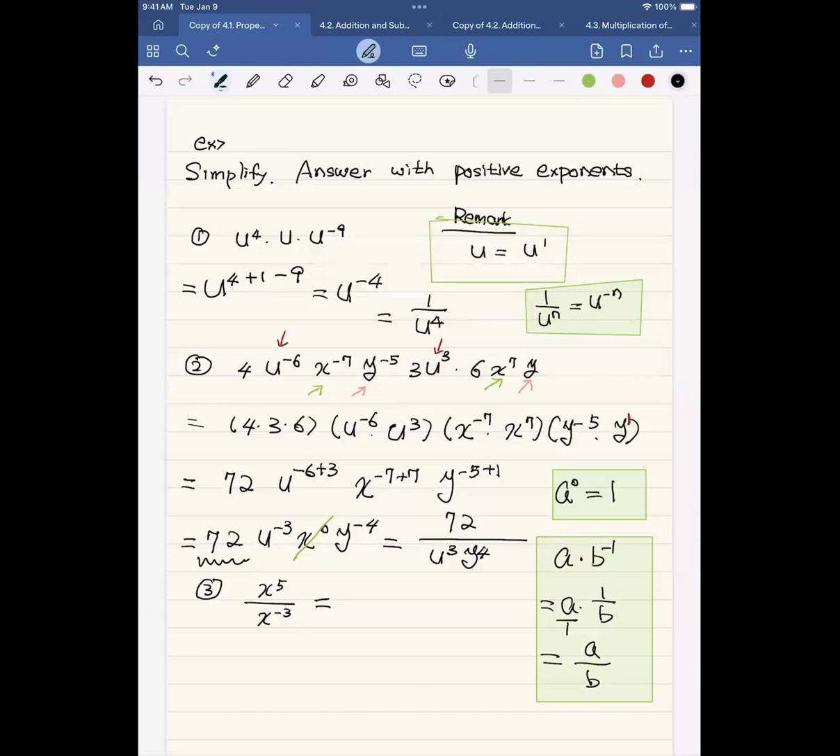The next problem is x to the fifth power minus 3. Then that'll be x to the 5 plus 3, which is x to the eighth power. What property did I use? I, of course, used this property more directly: a to the power of m over a to the power of n is a to the power of m minus n.